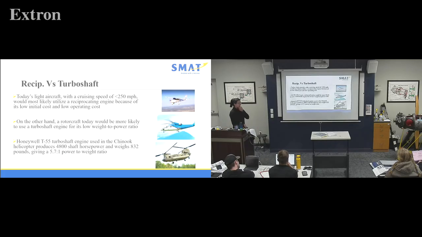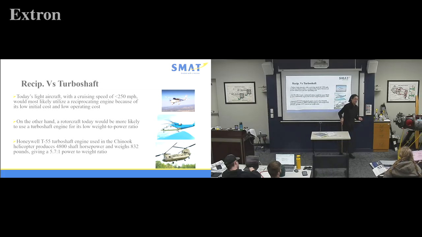So for today's light aircraft, like some of us have fun flying around at less than 250 miles per hour, low and slow, enjoy the scenery type of flights, a reciprocating engine, sadly, will be a better choice. Because unfortunately, it is lower cost. Costs less to buy it. These things are crazy expensive.